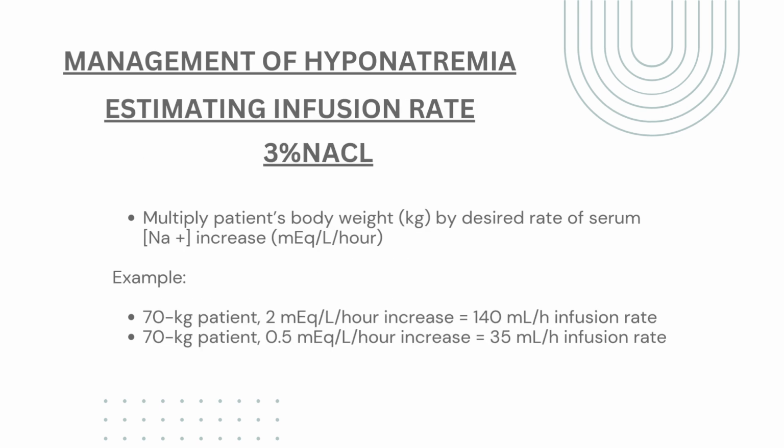A typical estimation of the infusion rate of 3% sodium chloride is the patient's body weight multiplied by the desired rate of serum sodium increase. So for a 70 kilogram patient, if we desire a 2 milliequivalent per liter per hour increase in serum sodium, we have to infuse it at 140 ml per hour. Or if a 70 kilogram patient requires a 0.5 milliequivalent per liter per hour increase, we need to infuse 3% NaCl at 35 ml per hour.